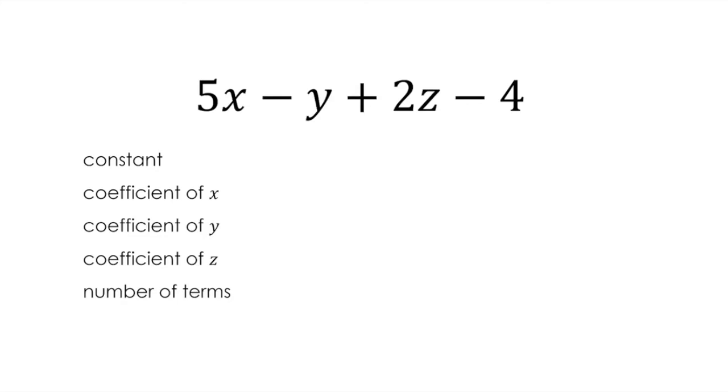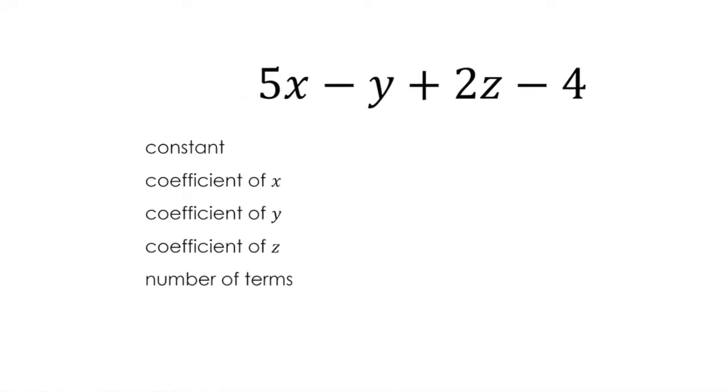Let's go through this together. The constant, the thing that doesn't change, in other words, the thing that's got no variable with it, is here. Oh, I need a pen. Is here, and it is negative 4. Don't forget, you always need to actually put the sign with it if it's a negative, right?